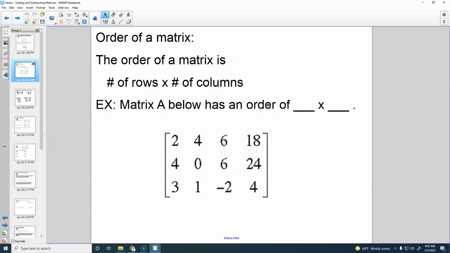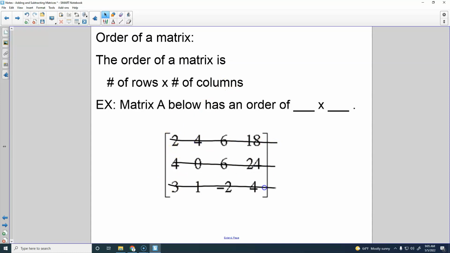But RC Cola for rows, then columns. So matrix A below has an order of, so you would have your number of rows. So you've got 1, 2, 3 rows. And then you've got 1, 2, 3, 4 columns.